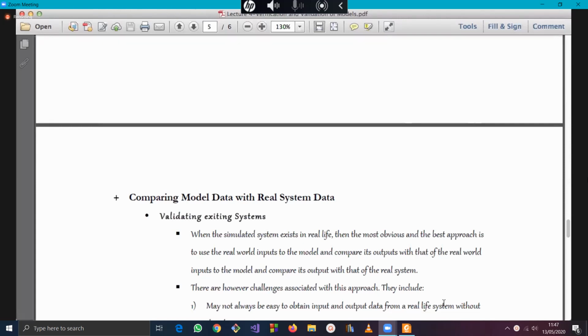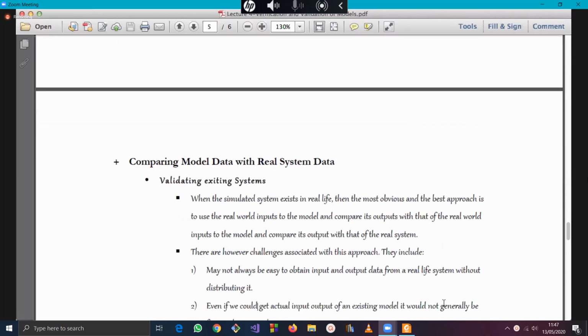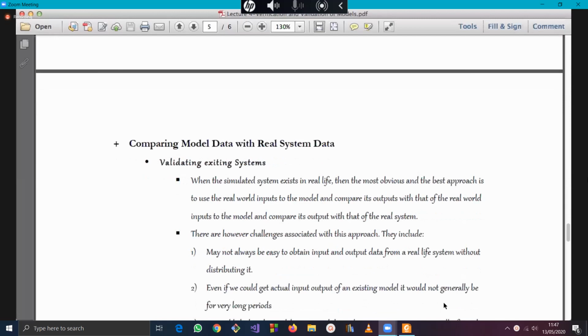There are, however, challenges associated with this approach. Many of them are to do with availability of data, but let's check. The first one is that it may not always be easy to obtain input and output data. And this is very important. Here we are saying you need real input, so it means you must collect it from the source.